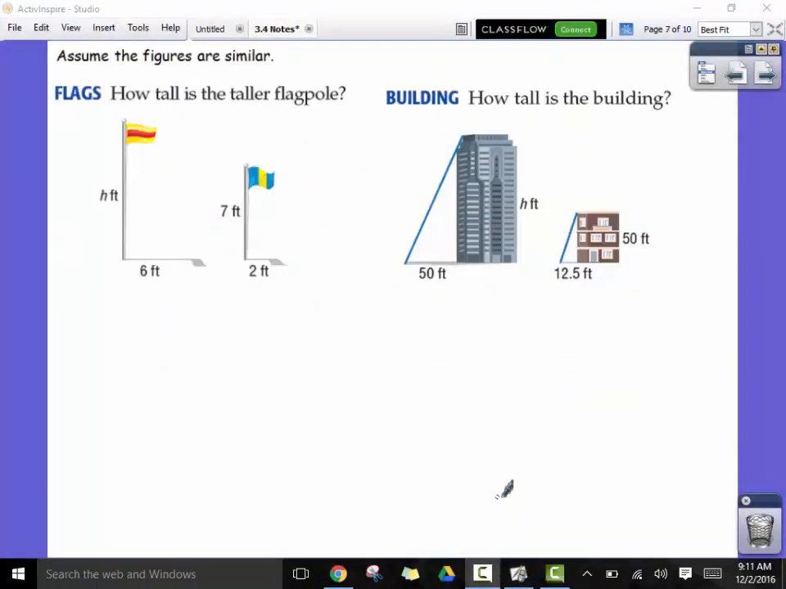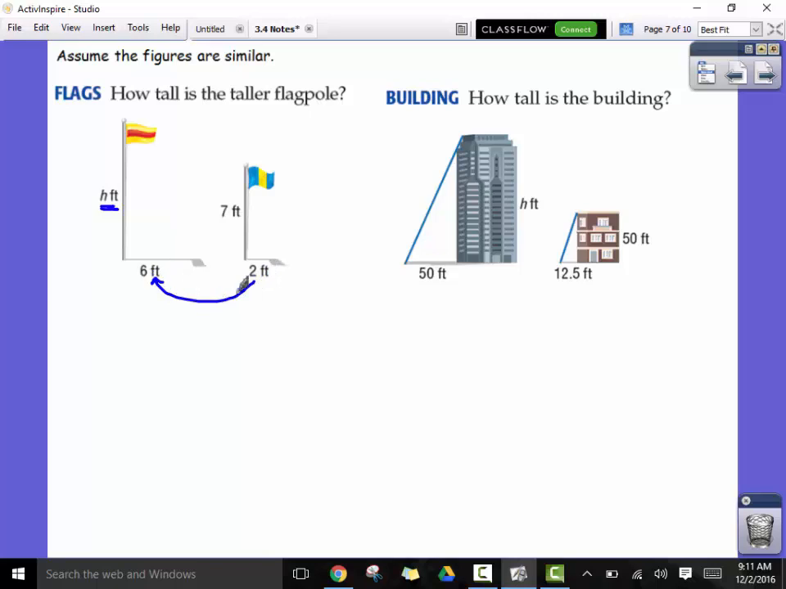Okay, on the back side, we are trying to use similar triangles to figure out missing measurements. So for the flags one, it says how tall is the taller flagpole. We want to figure out how tall it is here. There's a couple ways you can do this. Yesterday you used scale factor. So you looked at two of the corresponding sides, so the shadow of both of these flags here.